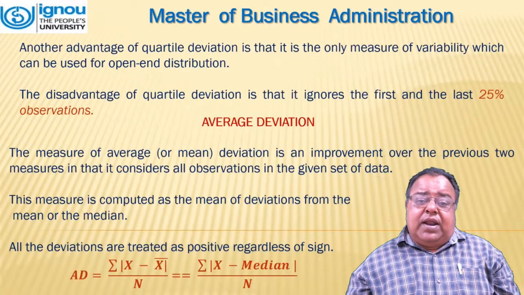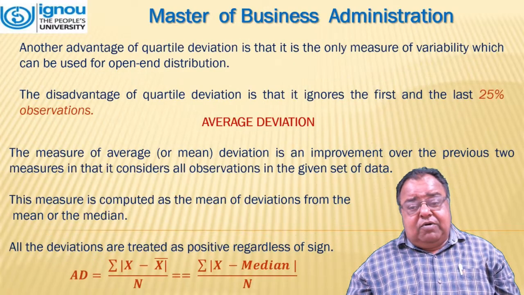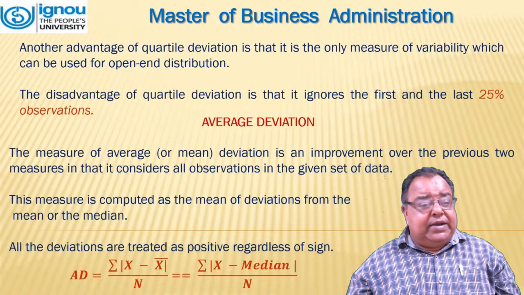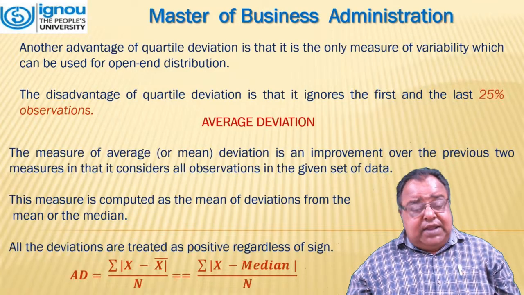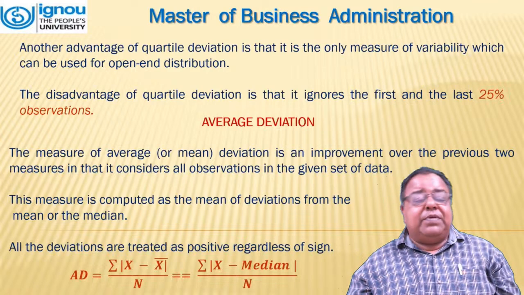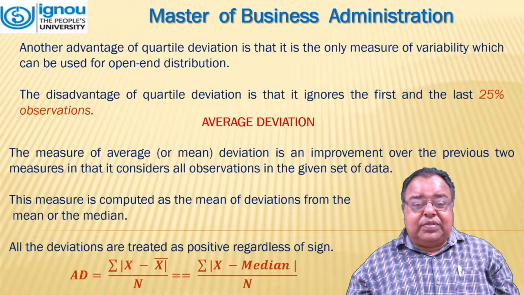Another advantage of quartile deviation is that it is the only measure of variability which can be used for open-ended distributions. The disadvantage of quartile deviation is that it ignores the first and the last 25% of the data.